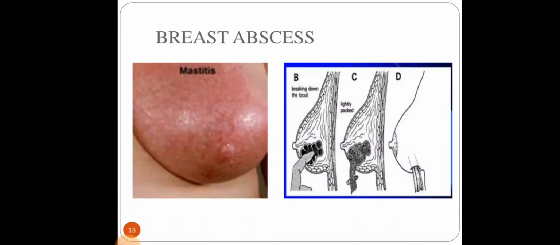Then, as we know, there can be sinus or fistula formation if it is left untreated. Then skin necrosis can happen as the infection is progressive. Then recurrent infection; if it is not properly drained, there can be chance of recurrence. Then bacteremia, septicemia, that is complication of that infection. Once the infection is not controlled, that can lead to other complicated conditions also. So that is about breast abscess.